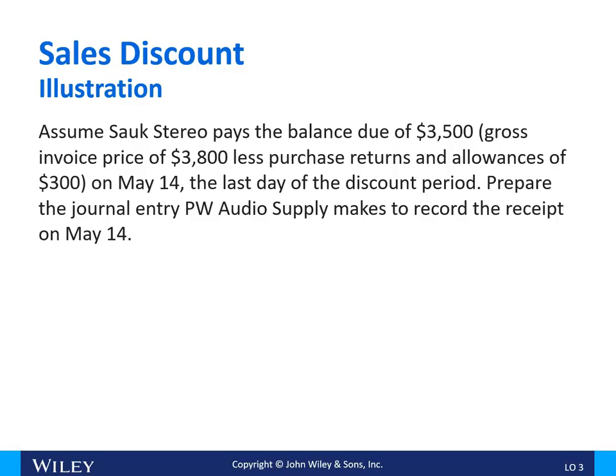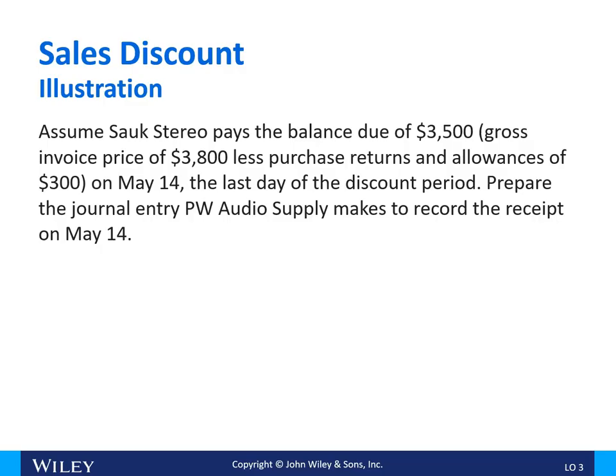Assume Sauk Stereo pays the balance due of 3,500. Again, that's our 3,800 invoice price less the return of 300. They're paying it on May 14th, the last day of the discount period. So they're going to take the discount. Prepare the journal entry PW Audio, the seller now in this case, makes to record the receipt on May 14th.